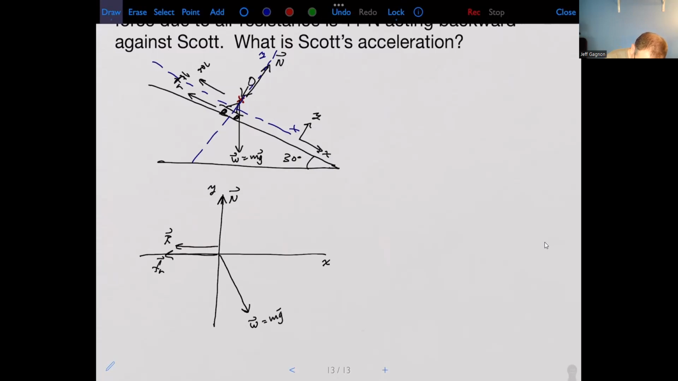Remember, that's mg. It may not be obvious, but if you think about this for a bit, this angle here, 30 degrees, that the ramp makes with the horizontal is the same as this angle right here. This turns out to be 30 degrees, which means this is 60, right? 90 minus 30 is 60 degrees. So we need to find the X component of the weight, WX, and then the Y component of the weight, WY.